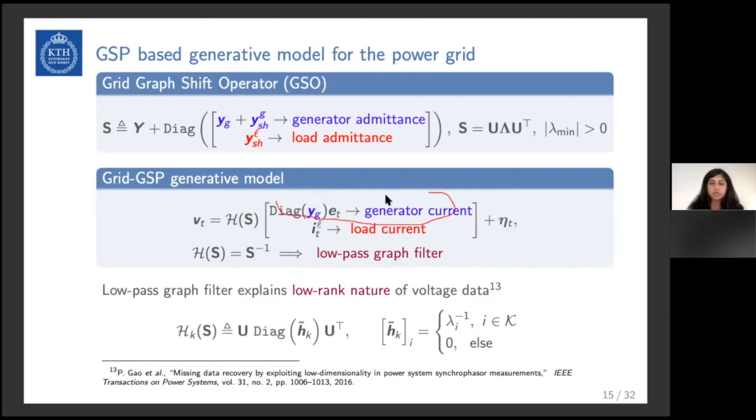So this part here has an interesting temporal dynamic, and this comes from the standard swing equations for the generators when generators are trying to match the load, and so there is a second order dynamics going on. And what we are trying to model is the temporal dynamics of this ET, which is the generator voltages.